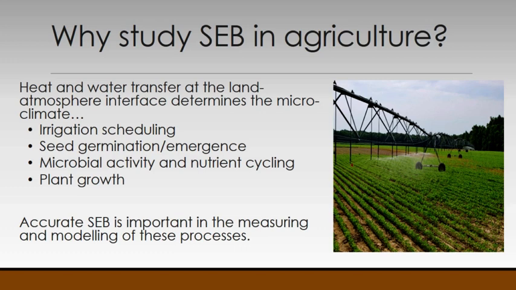It also affects soil temperature, which influences springtime seed germination and emergence. Very importantly, microbial activity is largely dependent upon surface temperatures and soil water contents, which largely affects nutrient cycling in agroecosystems. And the most important thing it influences is plant growth, affecting all these systems. So accurate modeling and measuring of surface energy balance partitioning is very important to understanding how these processes operate in agroecosystems.